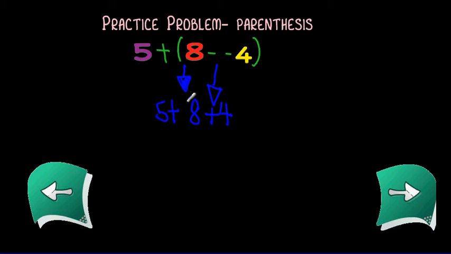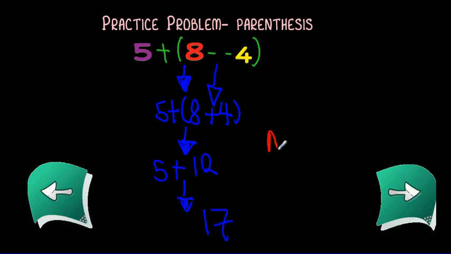5 plus 8 plus 4. 8 plus 4 equals 12. 5 plus 12 equals 17. So your answer will be 17.